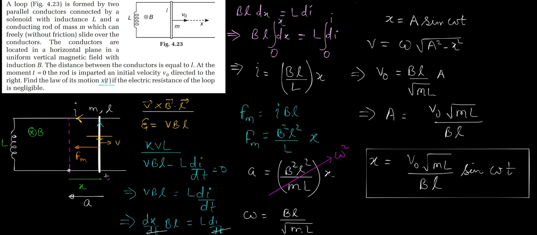So now we need to find capital A, the amplitude. We find it from this relation in SHM, velocity as a function of displacement from the mean position. Initially the velocity is v0 and x is equal to 0. So we got the amplitude A, and then we plugged it back into our equation. We got x as a function of time.